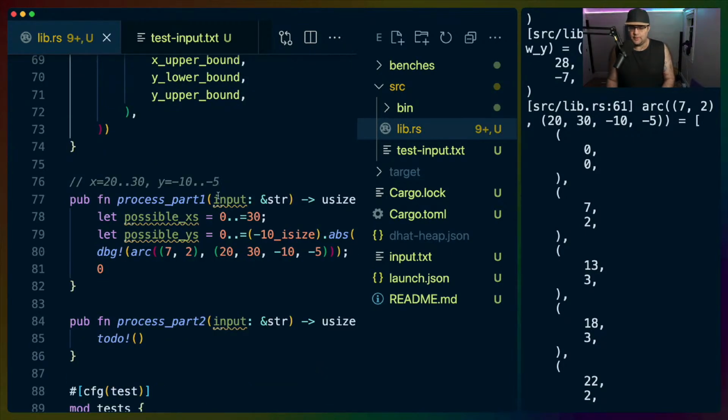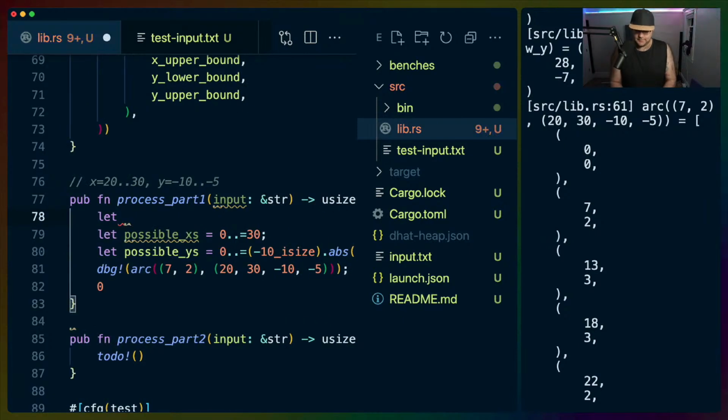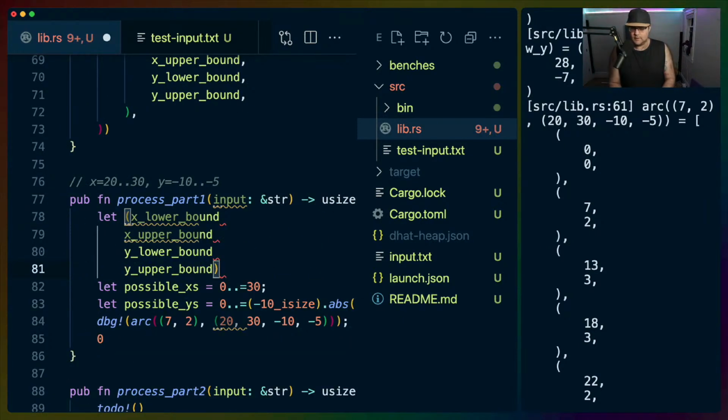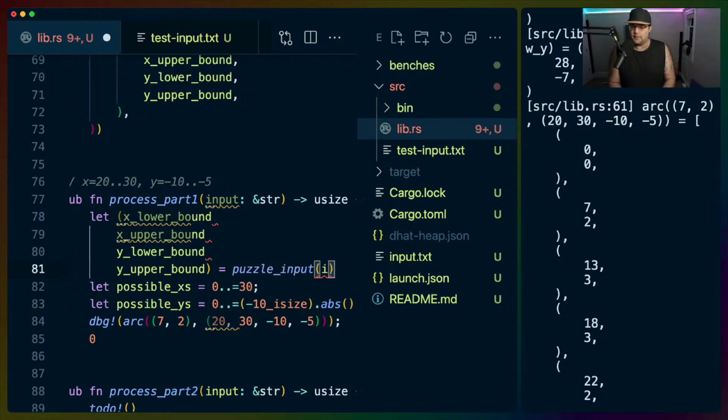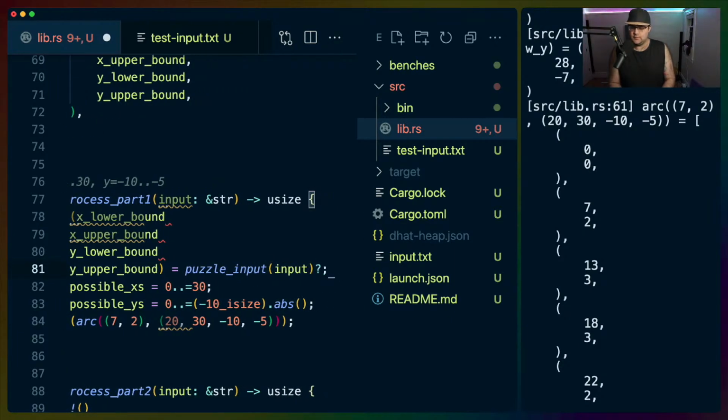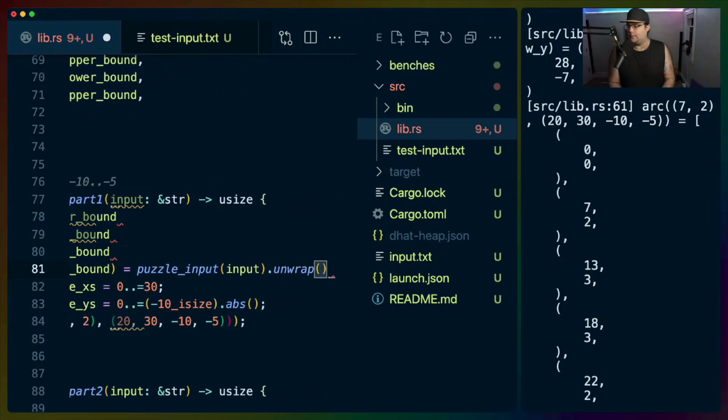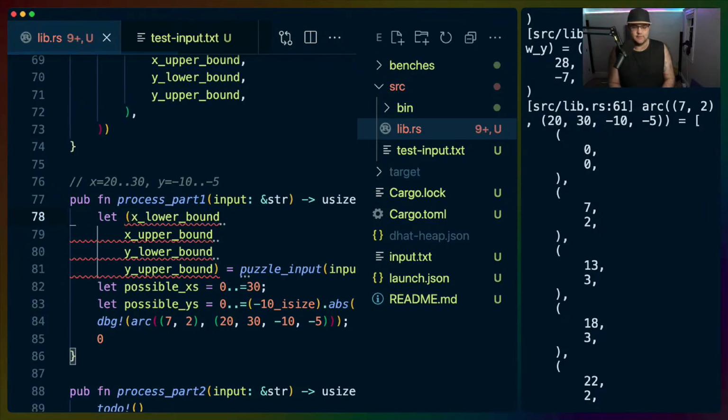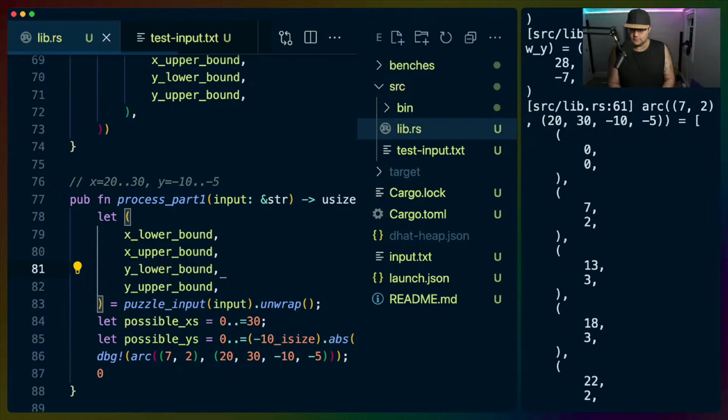So puzzle input, so let these equals puzzle input unwrap, because we need this to pass. These need commas. And this needs to be input and then the extra tuple.